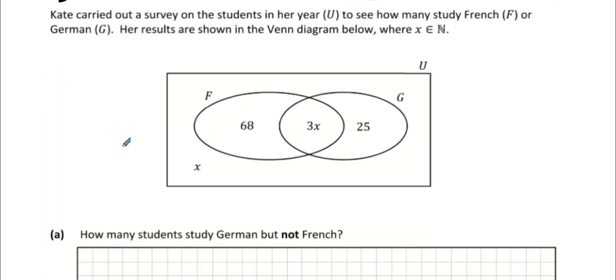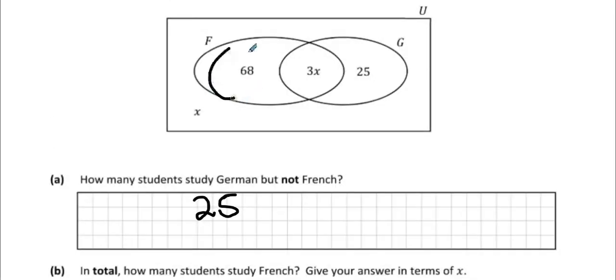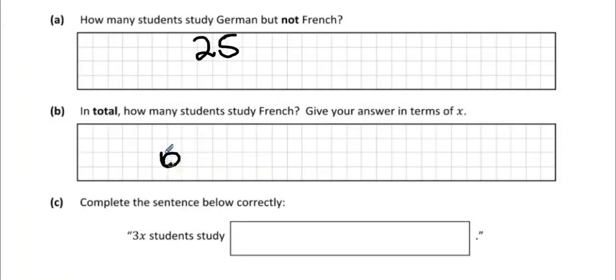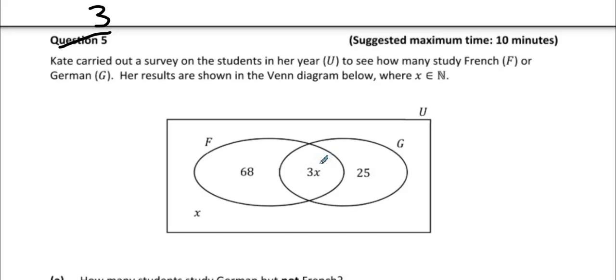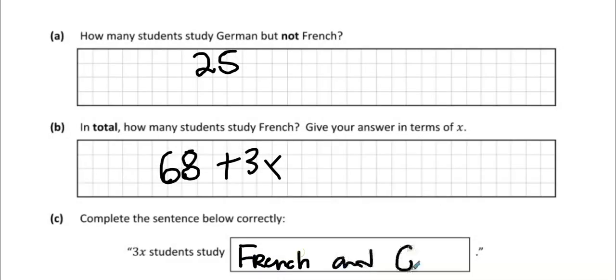Okay, here we go. How many students study German but not French? German only. 25. In the German zone, but not in the French zone. Okay. How many people studied French? That's 68 and the 3x. Okay. Complete the sentence. 3x students study what? They study both, so they study French and German. Okay. And what's after that then?